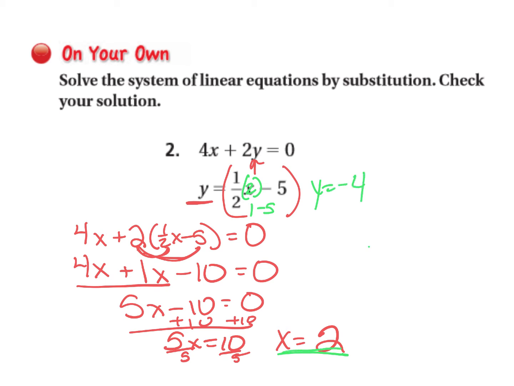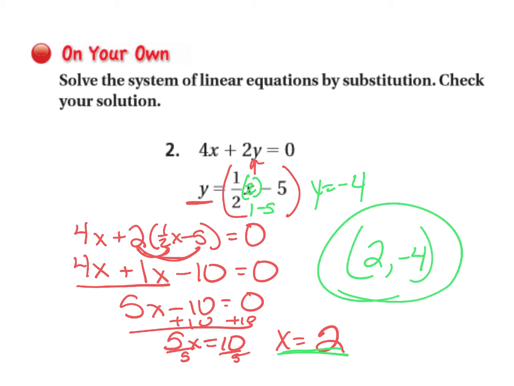So again, x is 2, y is negative 4. There's our solution. And we can come up here and plug it in. Remember, this is our x, this is our y. So 4 times 2 plus 2 times negative 4. So 4 times 2 is 8. 2 times negative 4 is negative 8. What's 8 plus a negative 8? That equals 0. So we know we are correct.